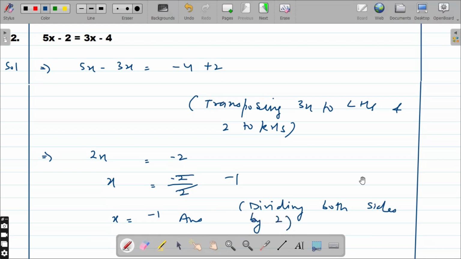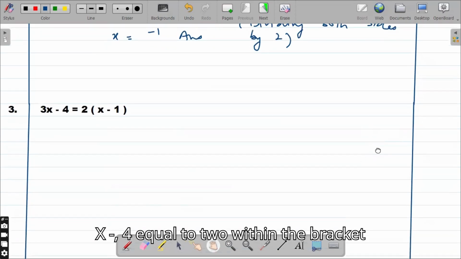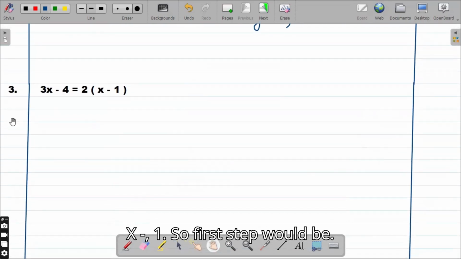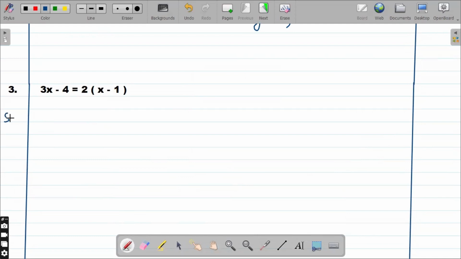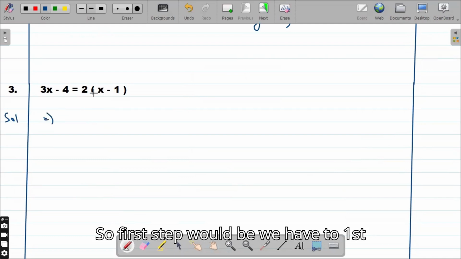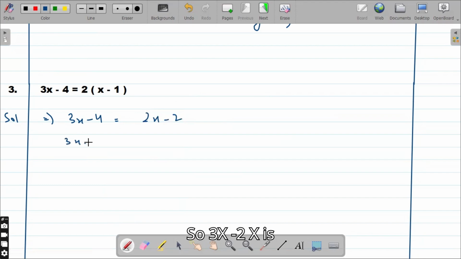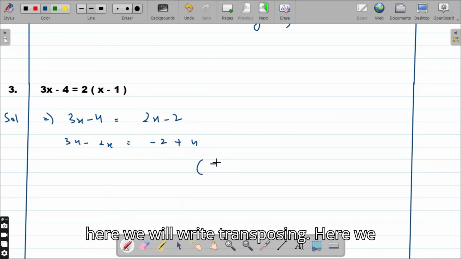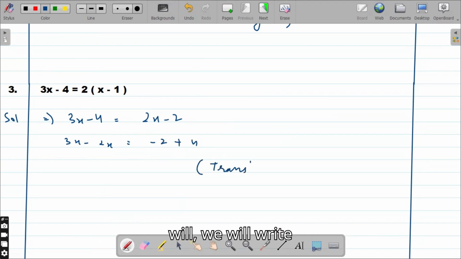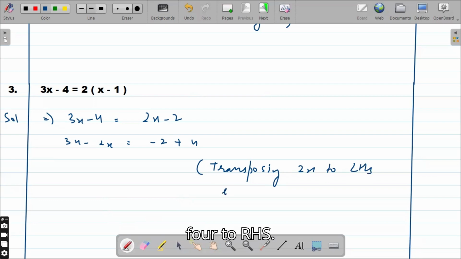Let's move further. Third part is given as 3x minus 4 equal to 2 within the bracket x minus 1. So first step would be, we have to first multiply: 3x minus 4 equal to 2x minus 2. So 3x minus 2x is equal to minus 2 plus 4. So here we will write transposing 2x to LHS and 4 to RHS.